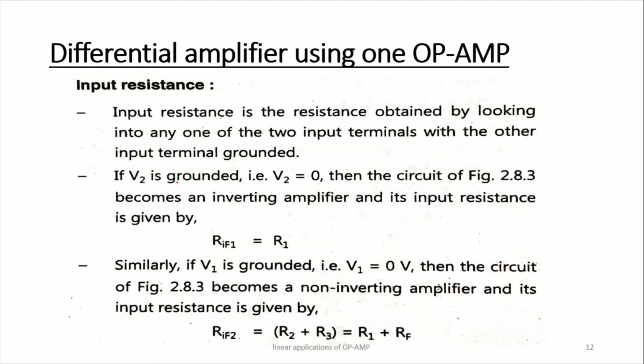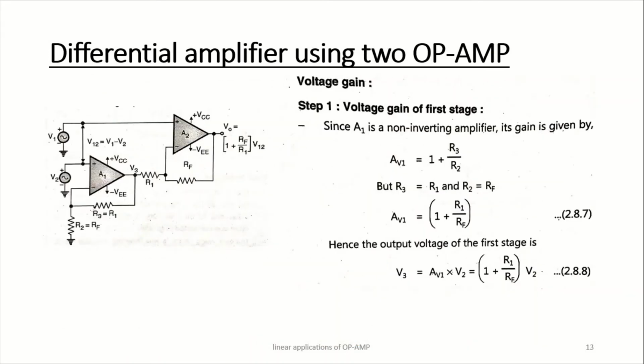When V2 is equal to 0, the resistance is only R1, and when V1 is 0, the input resistance is R2 plus R3, where R2 is equal to R1 and R3 is equal to RF. So its value is R1 plus RF.